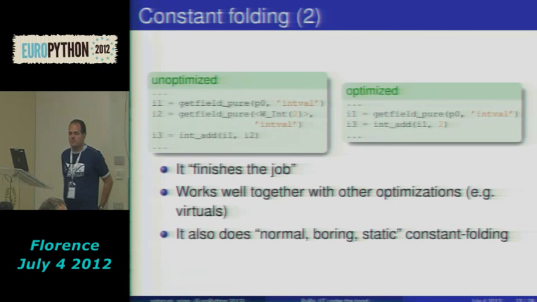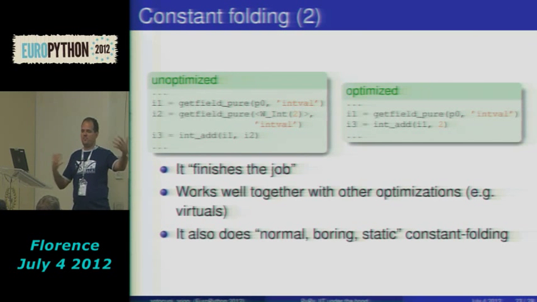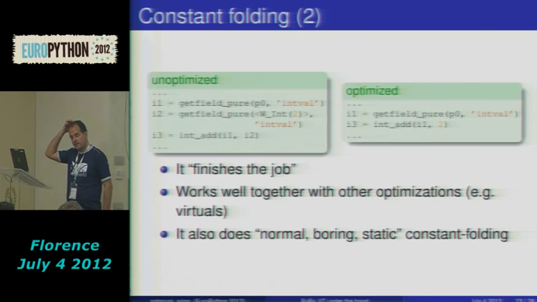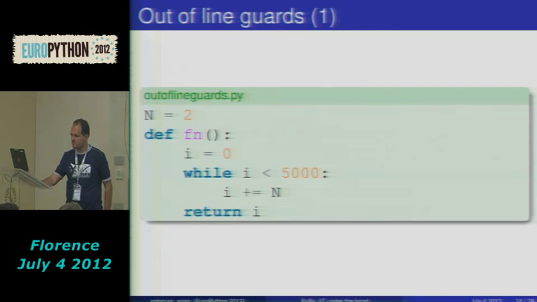Somehow the constant folding optimization finishes the job which is done by the others, for example the virtuals, because by itself it doesn't do much, but as soon as you have virtuals, then a lot of values that were not constant become constant because now they are known to the optimizer. It works very well with all the other optimizations, and at the end all together they play to give you the optimized trace. It also does the more boring constant folding you could do statically. It just happens to work.